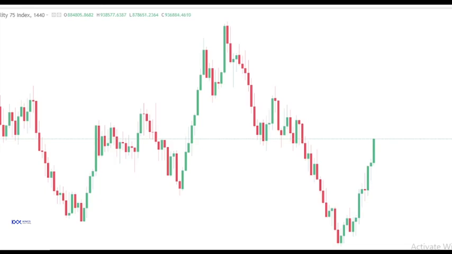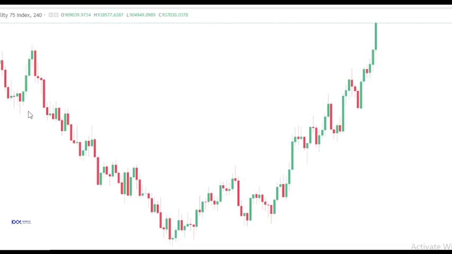So the first thing we are going to be checking is identifying the trend. We need to know the trend, because this strategy is strictly for a trending market. All right, so first of all, you can see this is a daily time frame, so I'm going to switch to the 4 hour time frame in order to identify the current trend of this price. This is Volatility 75.